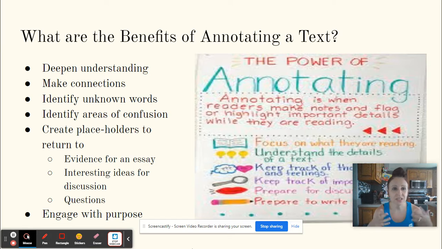And teachers can direct this too. They can give students a goal for annotating or something to focus on so that they're actually engaging with the text for a purpose.